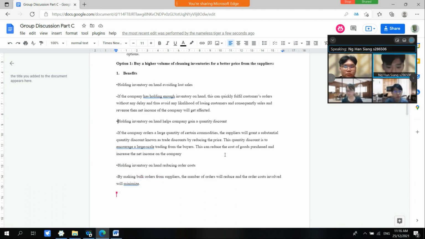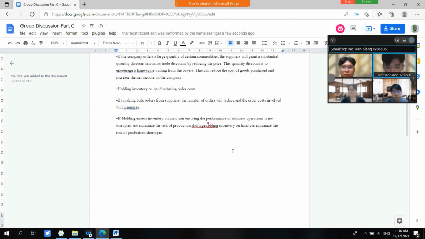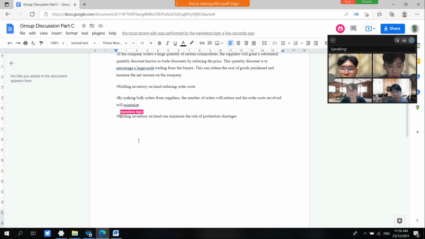The fourth benefit is holding inventory on hand can minimize the risk of production shortage. The explanation is holding excess inventory on hand can ensure the performance of business operations is not disrupted and minimize the risk of production shortage. And now I will pass to AFRINA to continue the benefits.